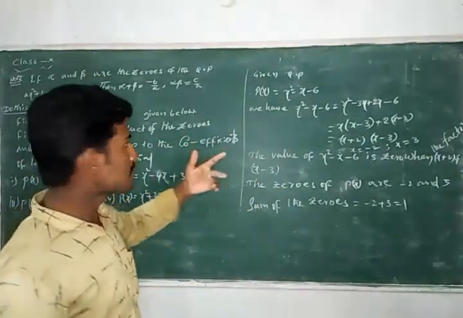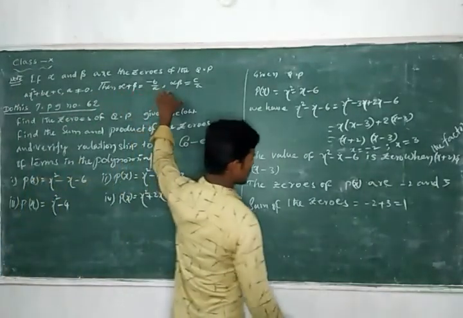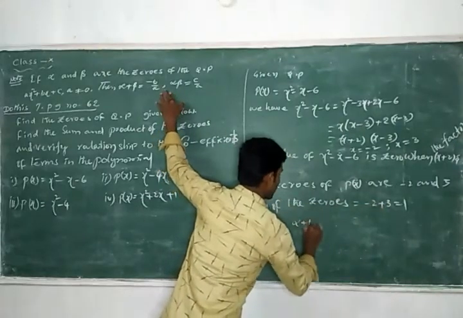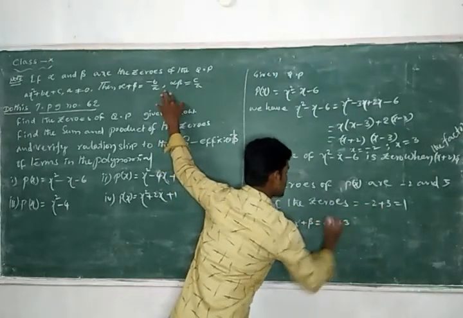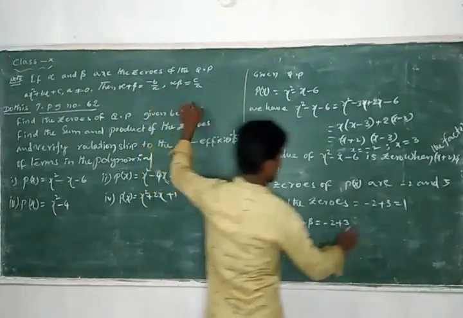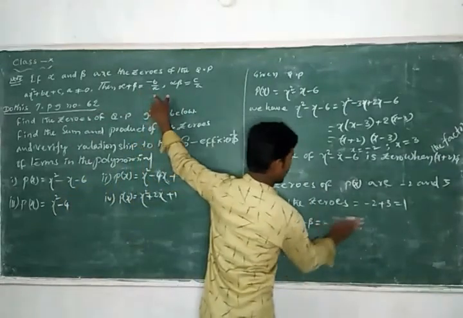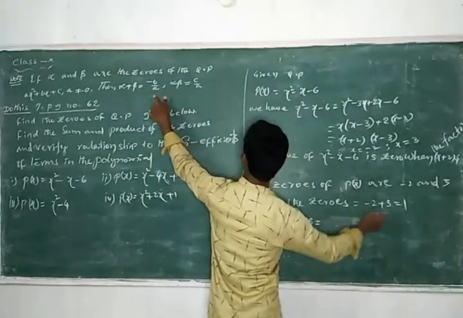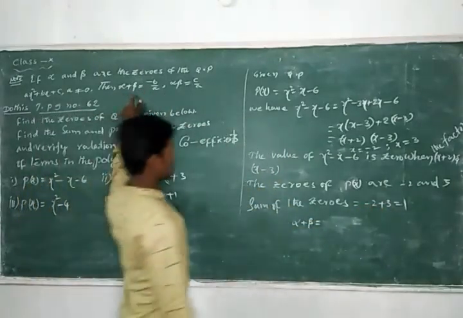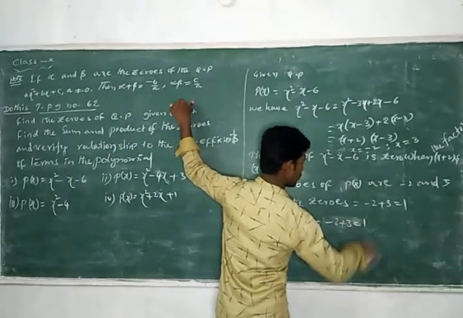We need to find out the relationship with the coefficient terms. So what is the relationship? Alpha plus beta is equal to the sum of the zeros, that is minus 2 plus 3. So that is equal to minus b by a. Sum of alpha plus beta means minus 2 plus 3, that is equal to 1.